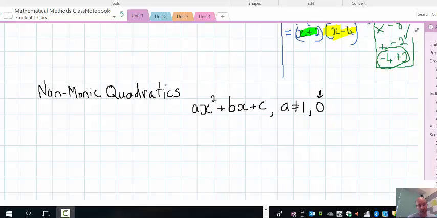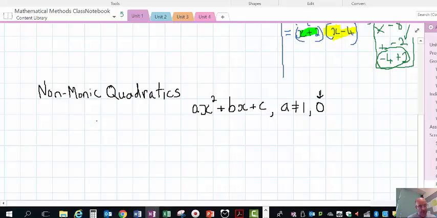Not all quadratics can be factorized, by the way, but the ones we're going to concentrate on in this section can. And there are other processes we can use instead of factorization, but more about that in the future. This is just an important skill. Let's look at an example of a non-monic quadratic, and we've got 8x squared plus 2x minus 15. Okay, so a doesn't equal 1 or 0, and we've basically got the same deal.